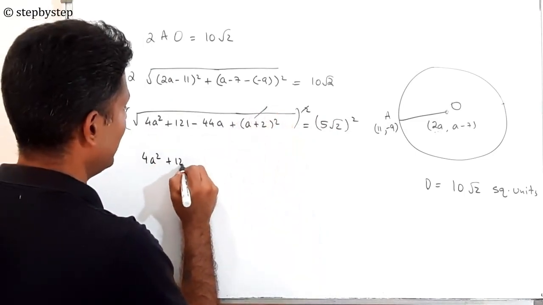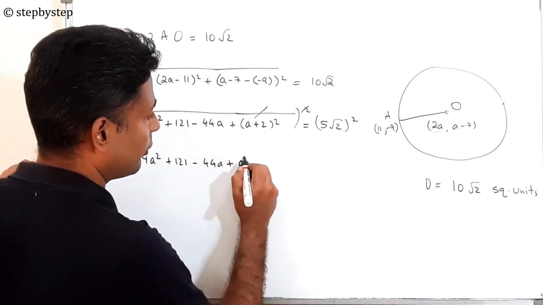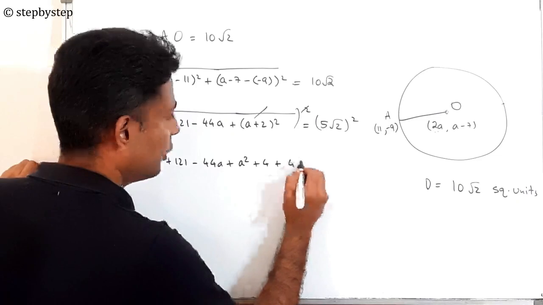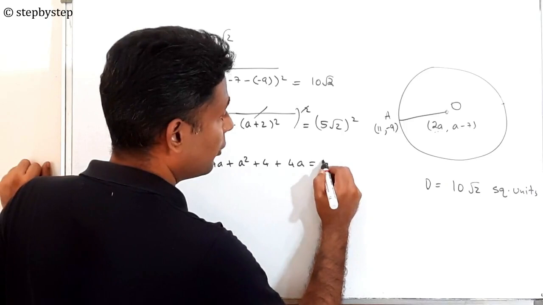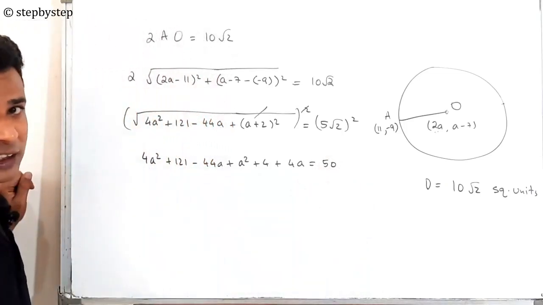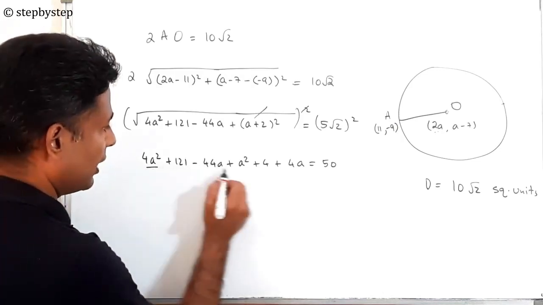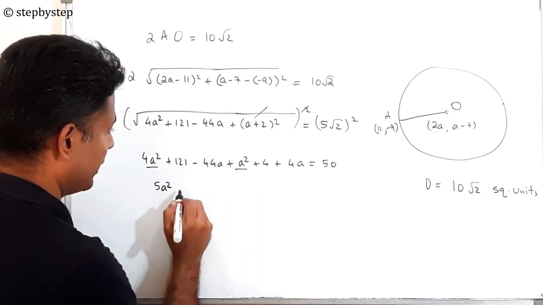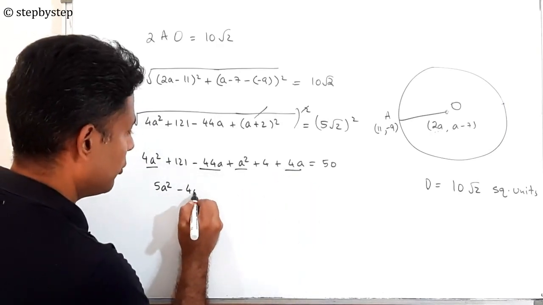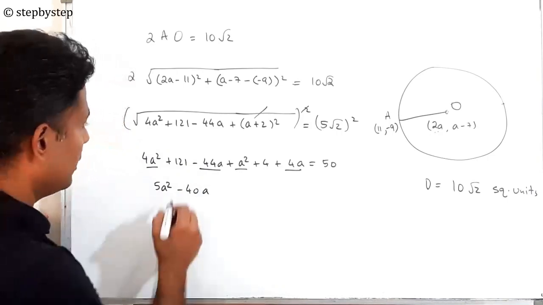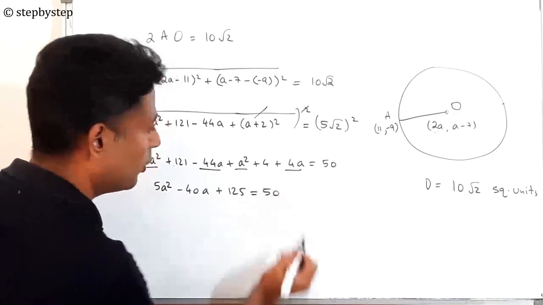4a square plus 121 minus 44a plus a plus 2 whole square, a square plus 4 plus 4a, equal to this whole square, which will become 25 into 2, that is 50. 5 root 2 whole square is 5 square into root 2 square, so 25 into 2, 50. Now 4a square plus a square, 5a square, minus 44a plus 4a, minus 40a, right? Then plus 121 plus 4, plus 125, equal to 50.